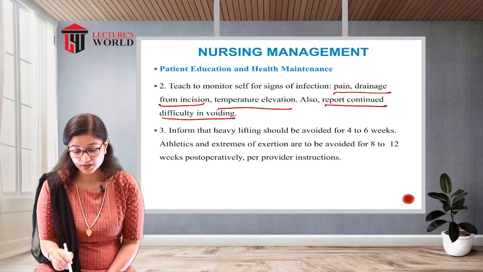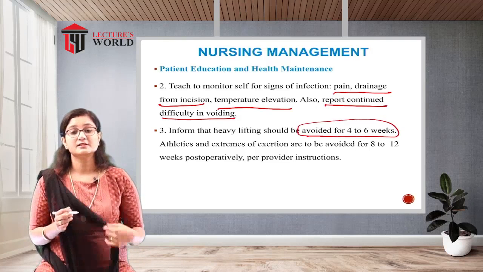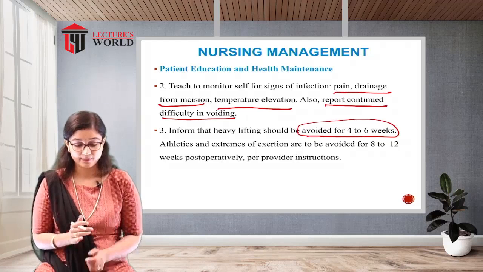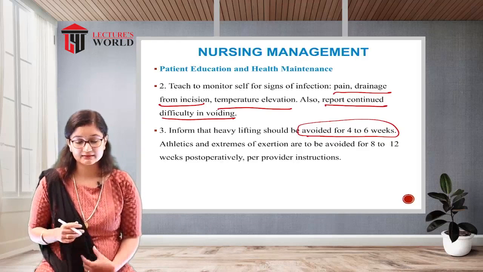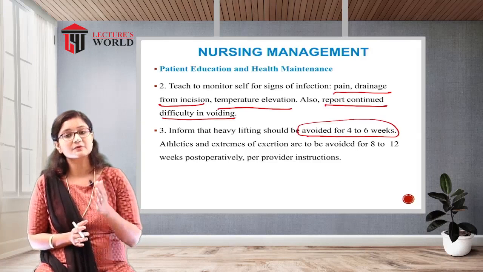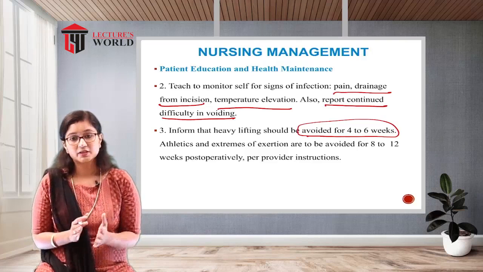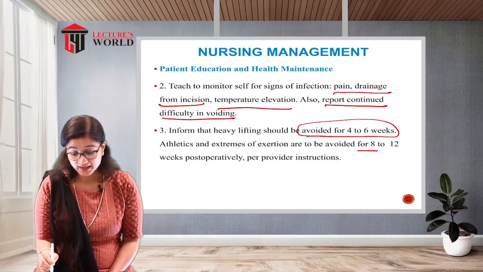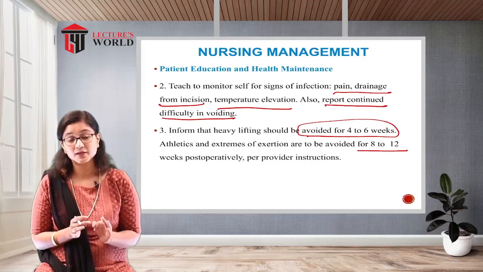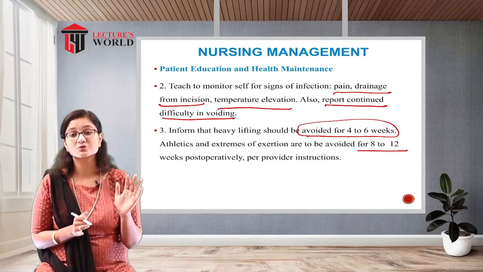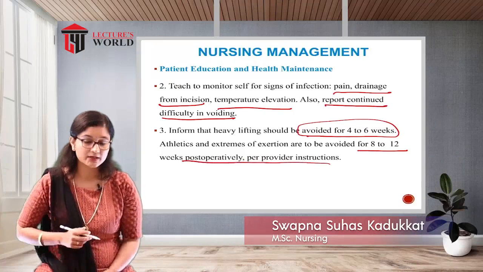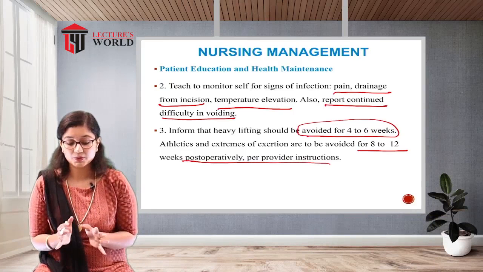Inform that heavy lifting should be avoided for 4 to 6 weeks, that is around 1.5 months. You should not lift any heavy objects. Athletics and extreme exertion. Athletes are those who always run very fast and do many activities, right? And extreme exertion, that is going to a gym and all, okay, so that should be totally avoided for 8 to 12 weeks, which comes around 2 to 3 months, okay. For 2 to 3 months, he or she should totally avoid doing any extreme exertion post-operatively as per the provider's instruction, okay. This is all about our abdominal hernia.